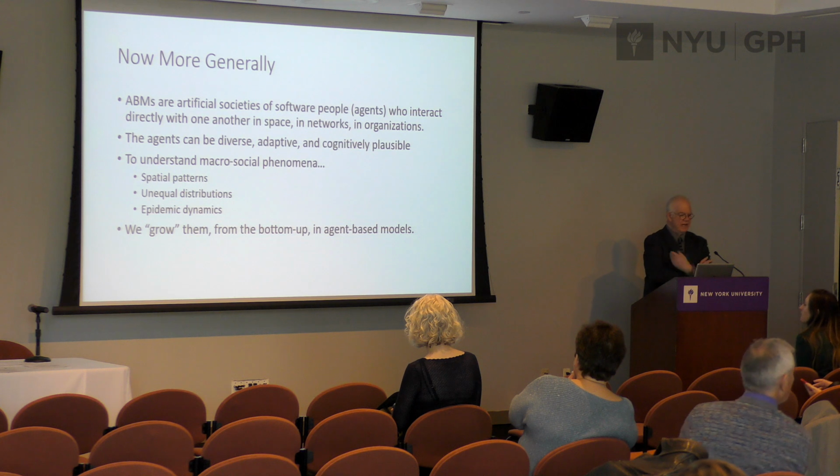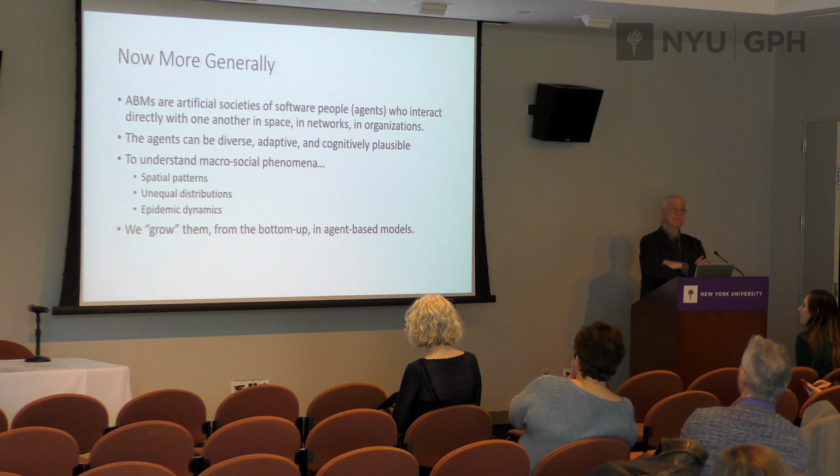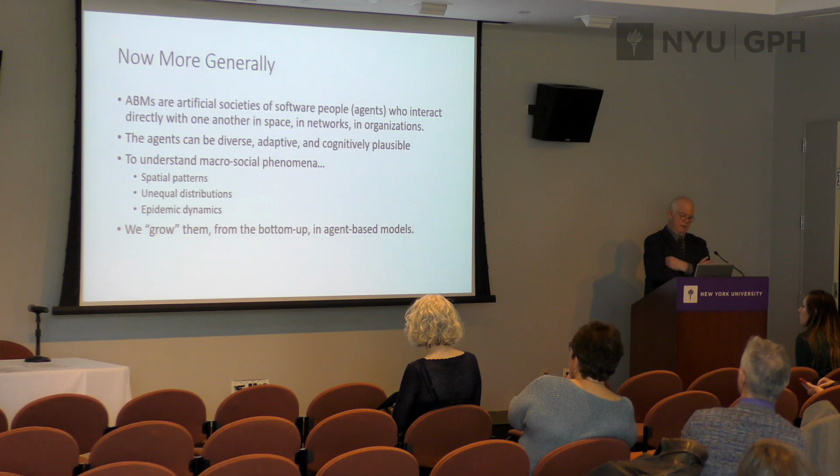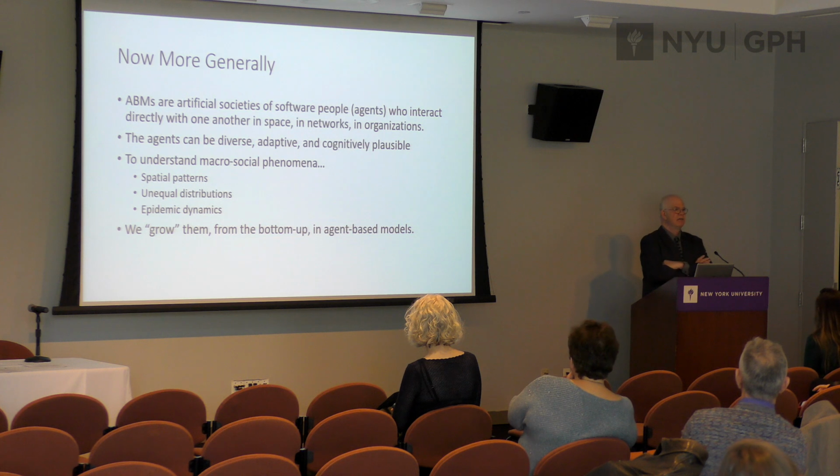So to understand a macroscopic phenomenon like a spatial pattern, an unequal distribution of some sort, or epidemic dynamics, we grow them from the bottom up in agent-based models. And that's really what we mean when we say, what explains the macroscopic phenomenon? It's the micro world that generates it. And my word for this is generative social science and generative epidemiology and what have you. And agent-based modeling is the scientific instrument for generative social science. It's the principal scientific instrument for that.